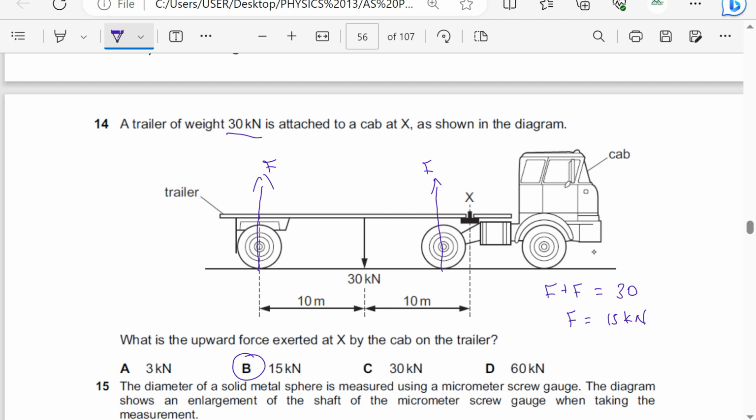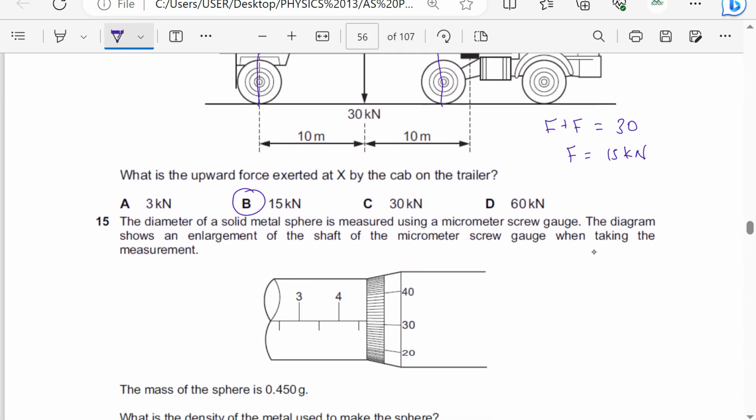The 30 kilonewtons should be equally shared by the wheels. So expect that the force exerted at X by the curb on the trailer should be equal to the normal reaction by just one wheel. So the answer is going to be B.